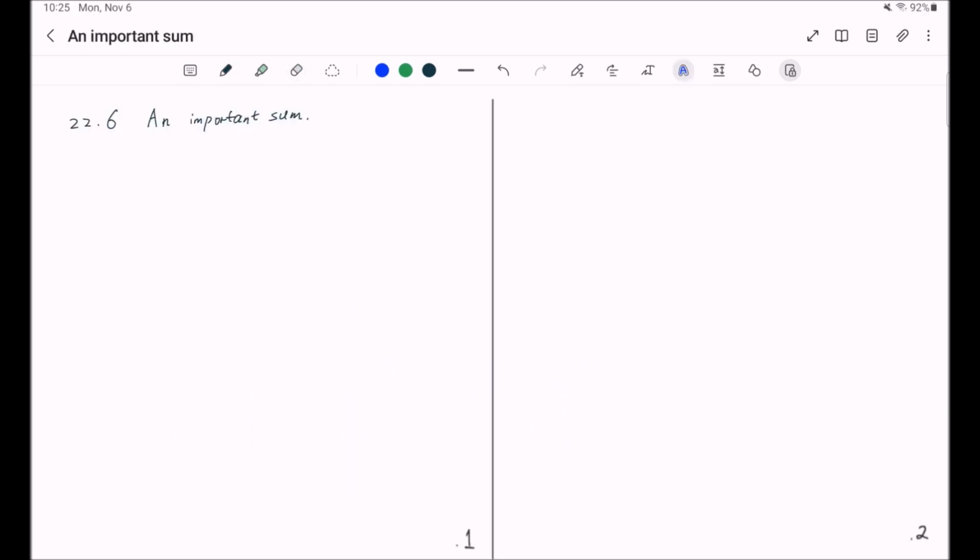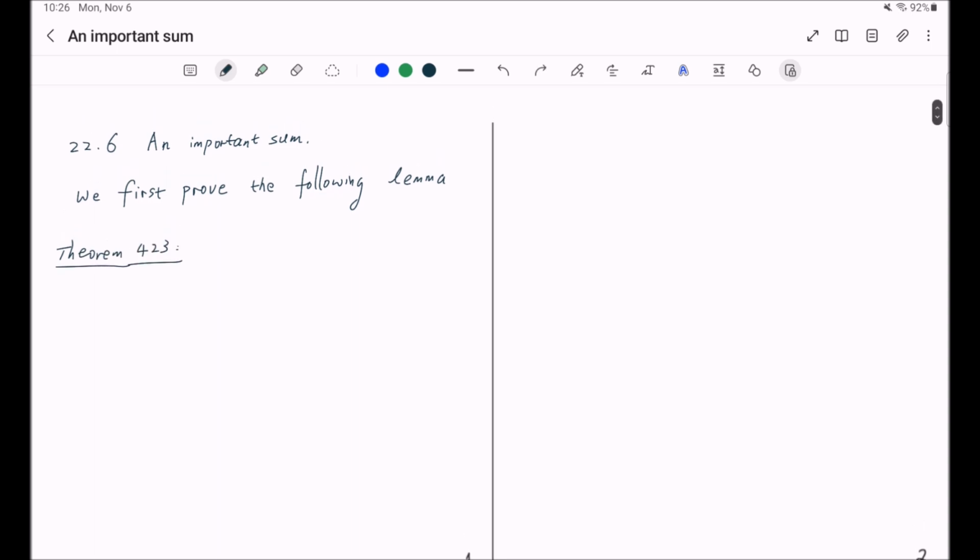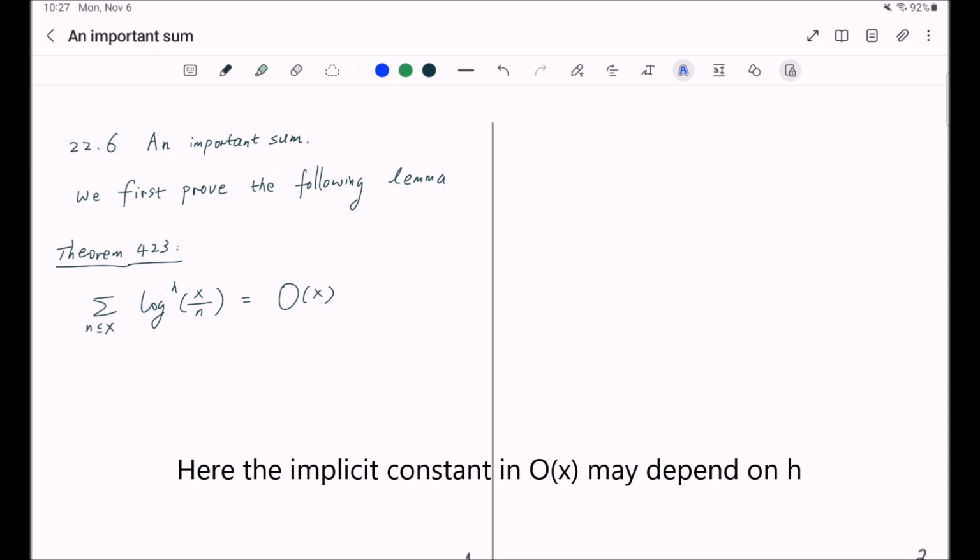In this section, we're going to establish an important sum concerning logarithm. To this end, we're going to first prove the following lemma, which states that if you look at the summation of the hth power of log of x divided by n for n less than or equal to x, the growth rate of this is a big O of x. Here h is a positive number.